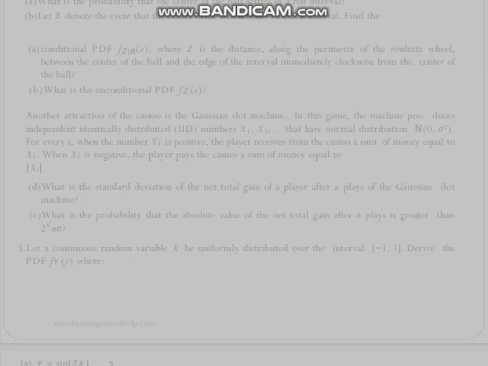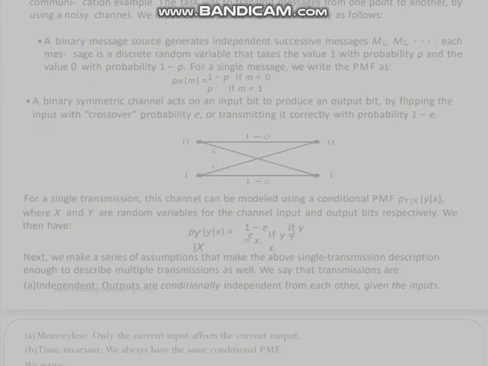5. A communication example. During lecture, we looked at a simple point-to-point communication example. The task was to transmit messages from one point to another by using a noisy channel. We modeled the problem probabilistically as follows. A binary message source generates independent successive messages M1, M2, and so on. Each message is a discrete random variable that takes the value 1 with probability p and the value 0 with probability 1 minus p. For a single message, we write the PMF as p_M(m) equals 1 minus p if m equals 0, and p if m equals 1.